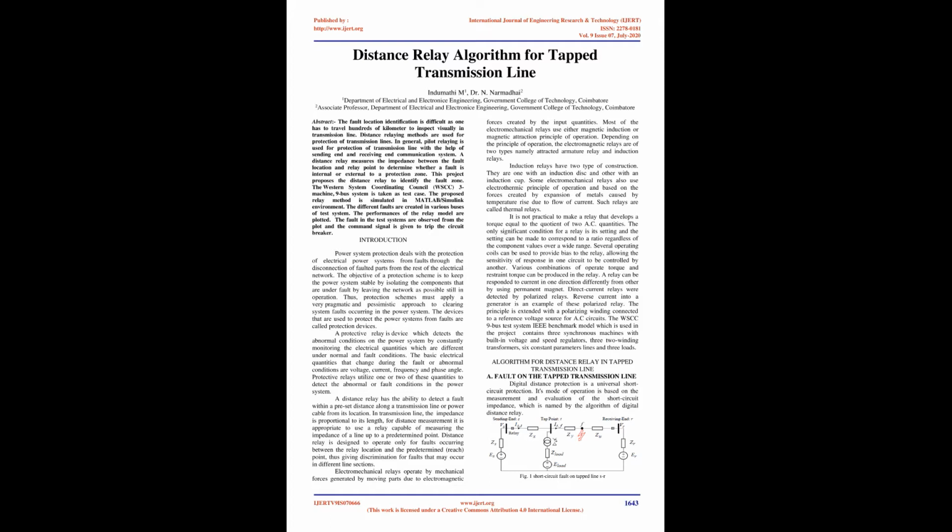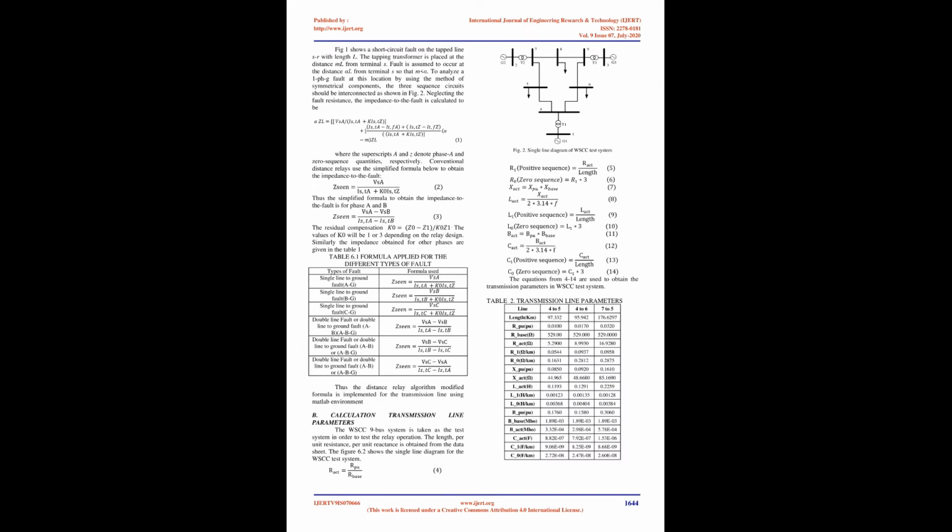Electromechanical relays operate by mechanical forces generated by moving parts due to electromagnetic forces created by the input quantities. Most of the electromechanical relays use either magnetic induction or magnetic attraction principle of operation. Depending on the principle of operation, the electromagnetic relays are of two types, namely attracted armature relay and induction relays. Induction relays have two types of construction. They are one with an induction disc and other with an induction cup.